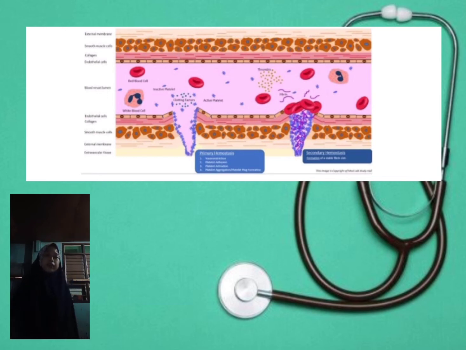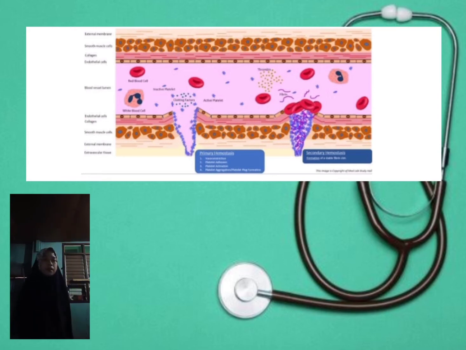The goal of both primary and secondary hemostasis is to arrest bleeding from damage of the blood vessels. It also counterbalances clotting, which prevents blood coagulation in uninjured vessels and maintains the blood in a fluid state. So there is a balance between procoagulants and anticoagulants.